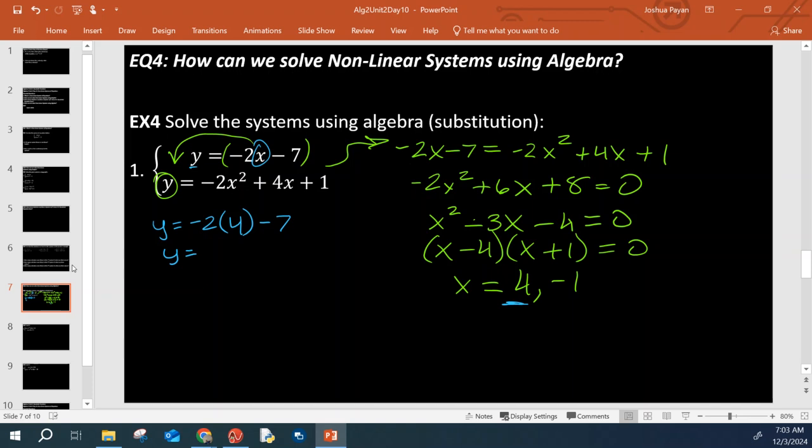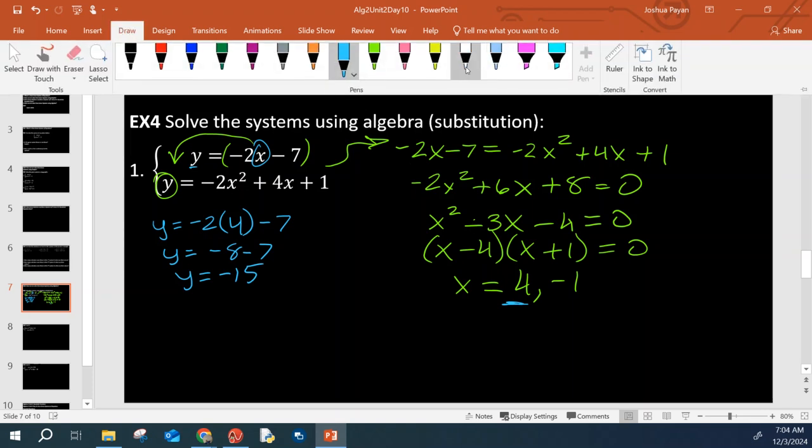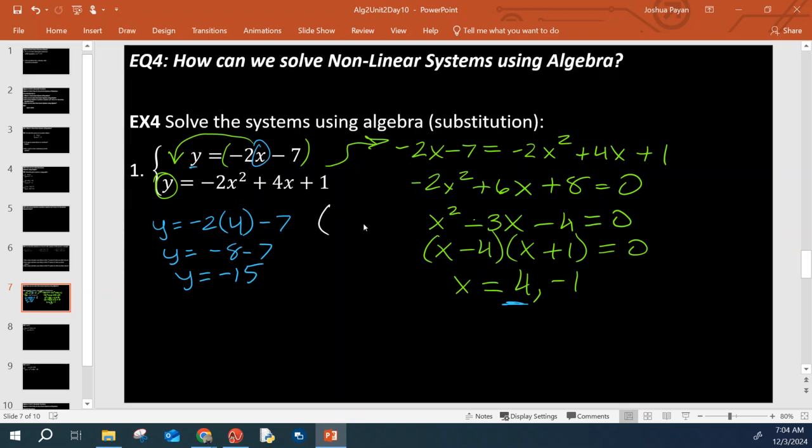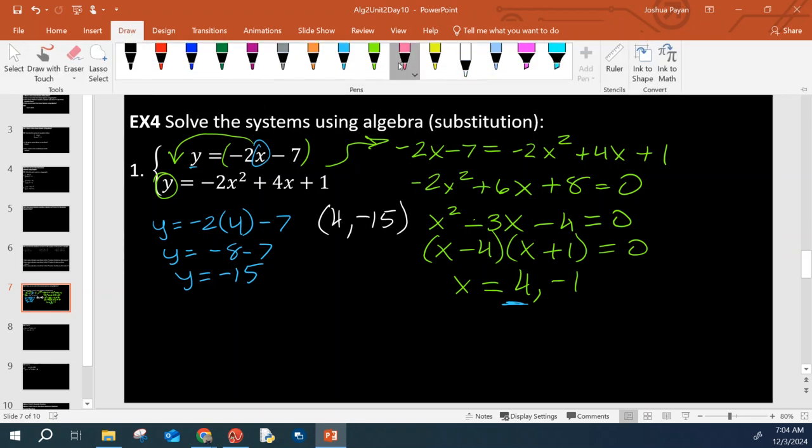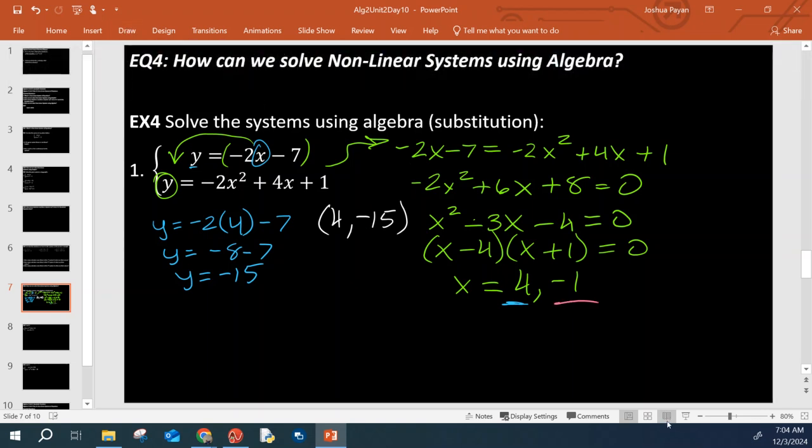And we do some quick maths. Negative 2 times 4 is negative 8, minus 7. First y coordinate is going to be negative 15. So one of my solutions, my points of intersection, is going to be when x is 4, y is equal to negative 15. Easy.